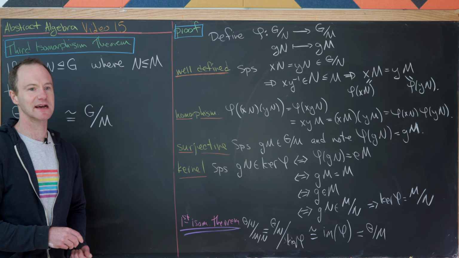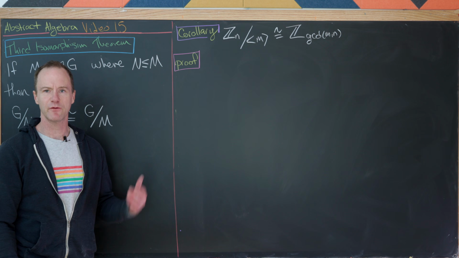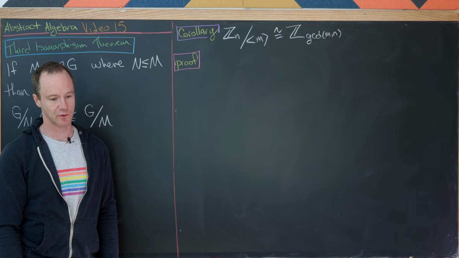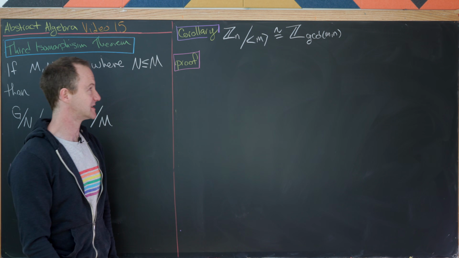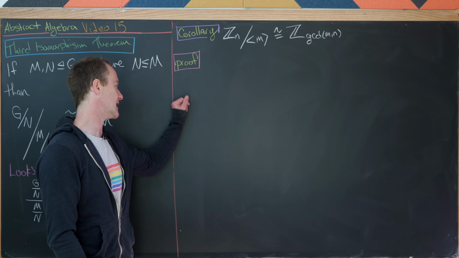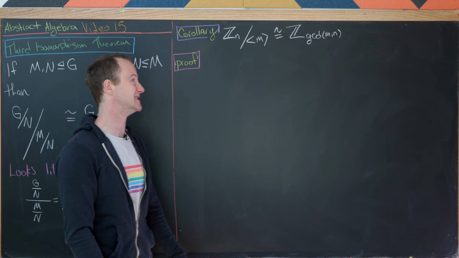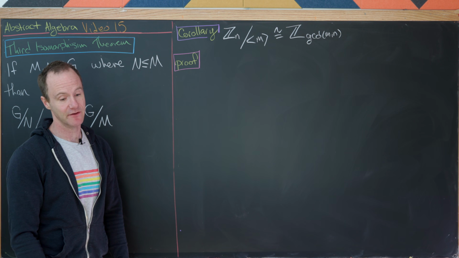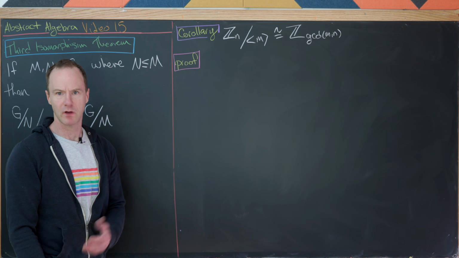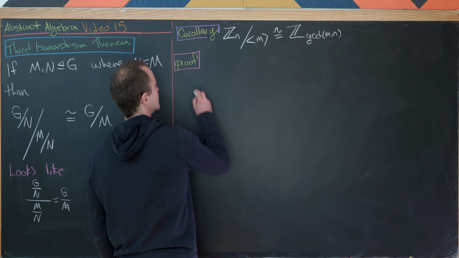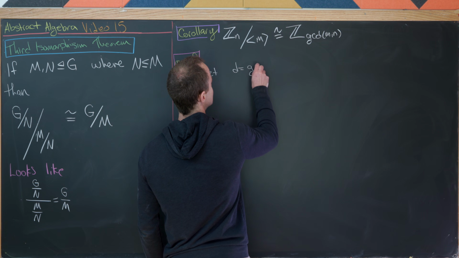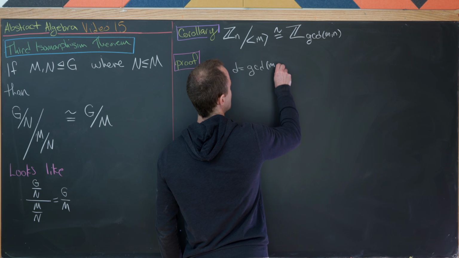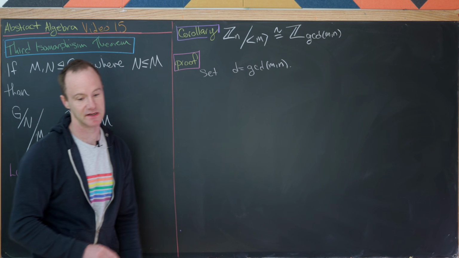Okay, now let's look at a nice application of this. Now we've got a nice corollary of this third isomorphism theorem. It says that Zn mod the cyclic subgroup generated by M is isomorphic to Z GCD of M and N. Okay, so let's see how we can do that. So let's maybe set D equal to the GCD of M and N just for simplicity.